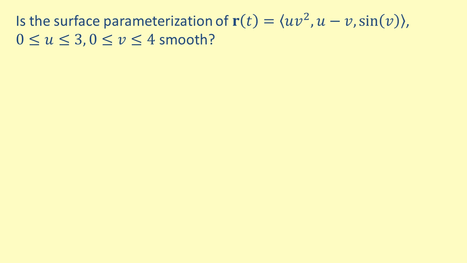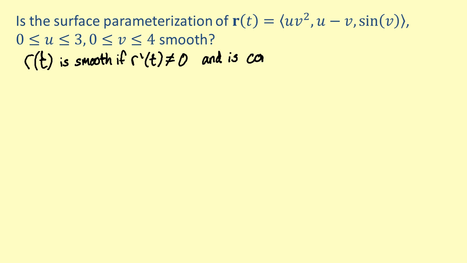Let us discuss how to determine if a surface parameterization is smooth. In this case, we will examine the function r of t over the given ranges for u and v. If the surface parameterization r of t is smooth, then r prime will not equal 0 in the given ranges, and it will be continuous.